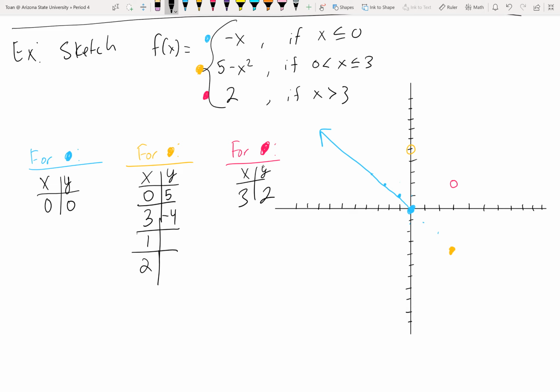When I plug in a 1, you get a 4. When I plug in a 2, you get a 1. So then you go ahead and plot those points. (1, 4), (2, 1). And then you just go ahead and connect the dots.